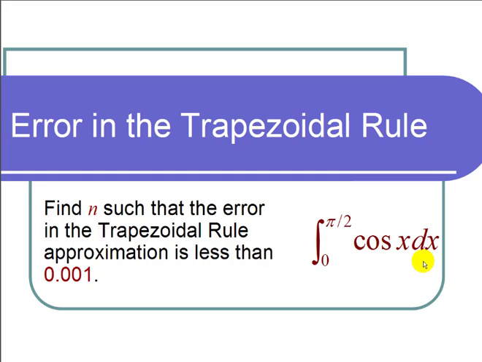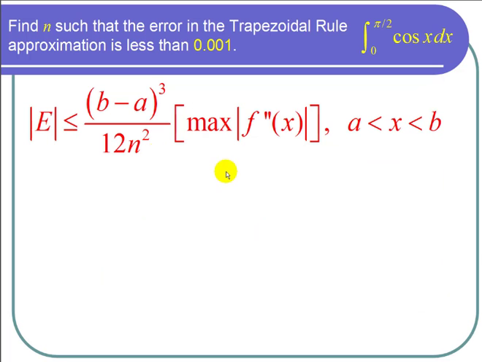So first let's recall the error formula for the trapezoidal approximation. And it looks ugly, but we'll get a handle on it. We know that the magnitude of the error is always less than or equal to (b minus a) cubed over 12n squared times the maximum of the second derivative of f of x for x between a and b.